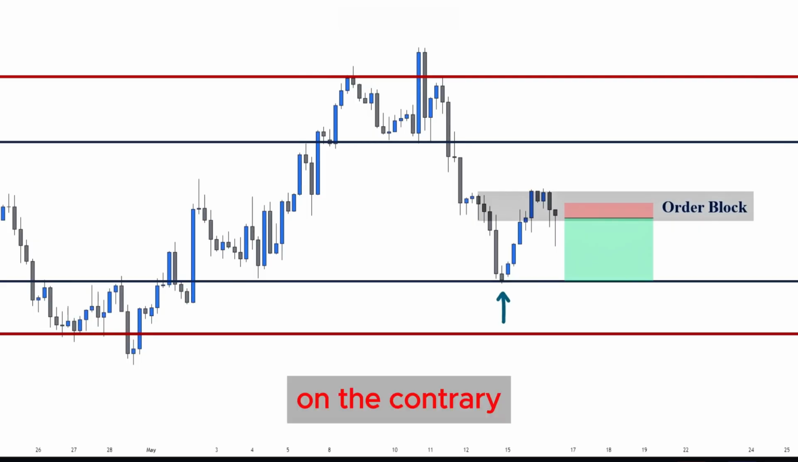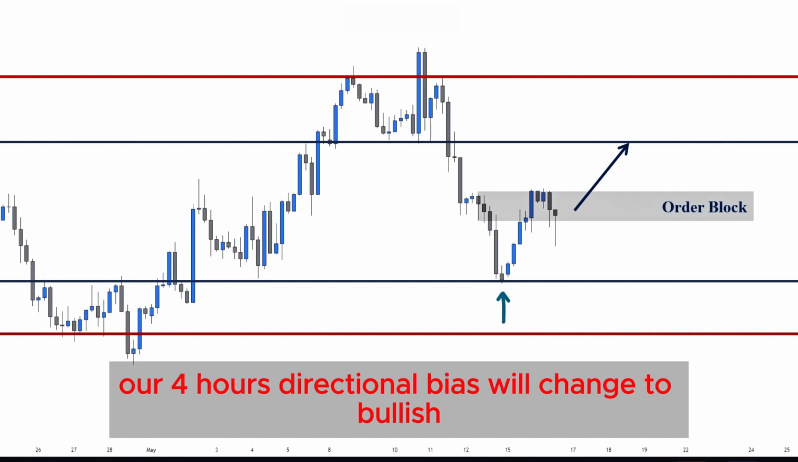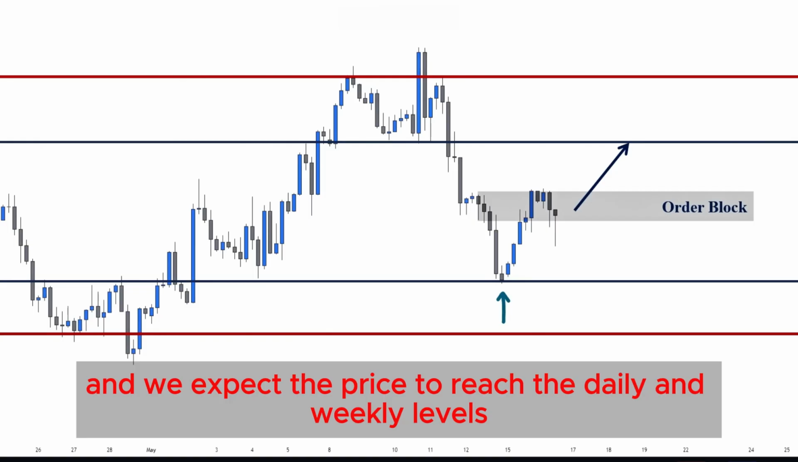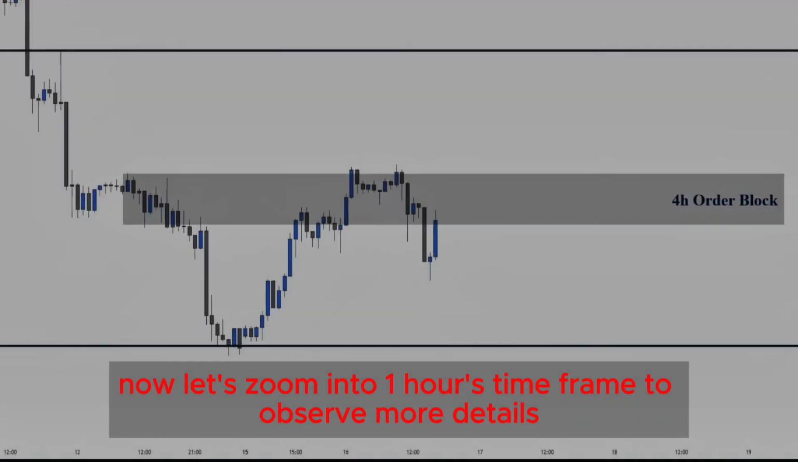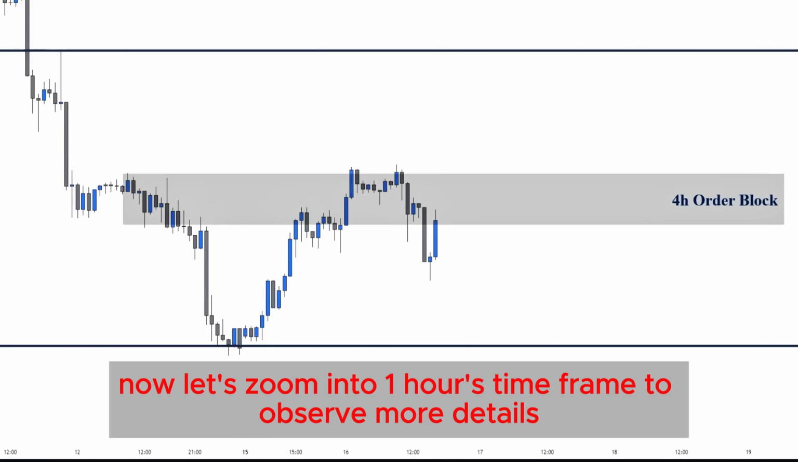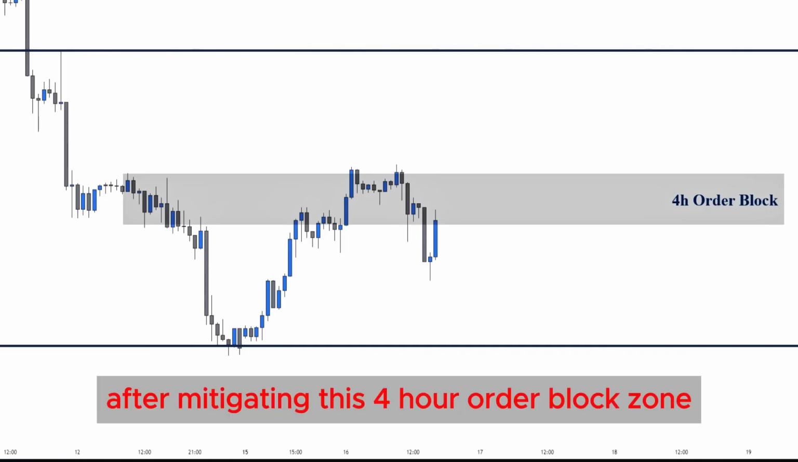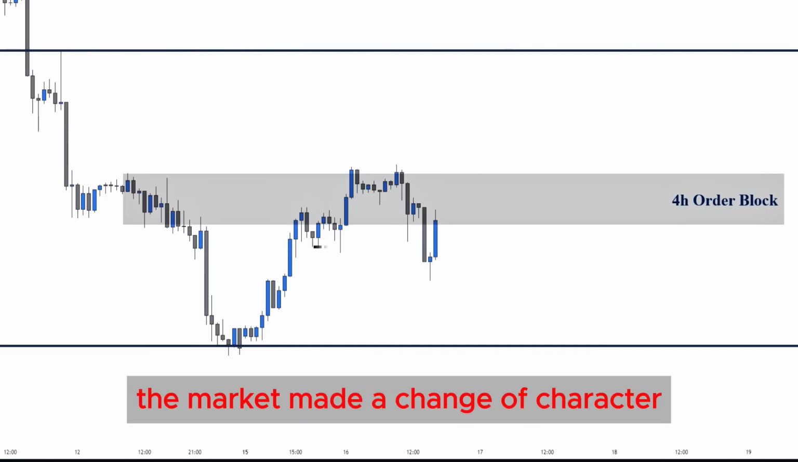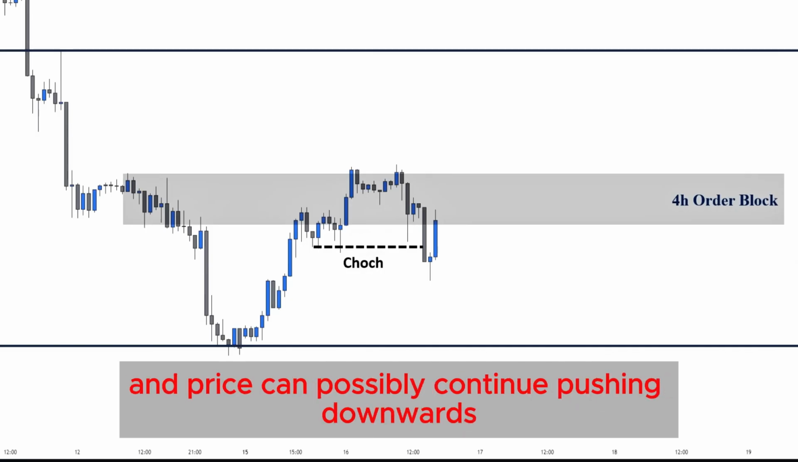On the contrary, if the market manages to break and close above the order block, our 4 hours directional bias will change to bullish, and we expect the price to reach the daily and weekly levels in front of the price. Now let's zoom into 1 hour's time frame to observe more details. Here on the 1 hour chart, we can see a lot of price action signals. After mitigating this 4 hour order block zone, the market made a change of character, which signals that the short-term uptrend is over, and price can possibly continue pushing downwards.